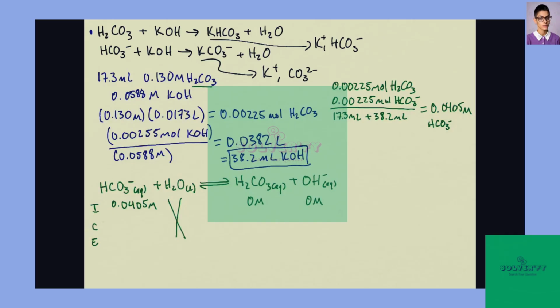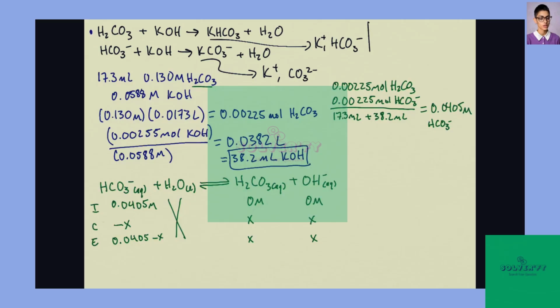And our initial concentrations of each product is 0 molar. Our change is then some amount X of HCO3- is reacting to create X H2CO3 and X OH minus. So at equilibrium, we have 0.0405 minus X for our concentration of HCO3 minus, and X for each of our products.